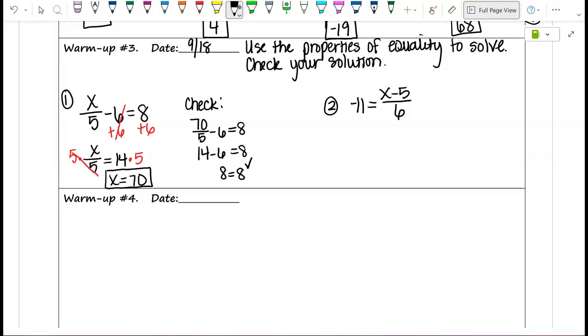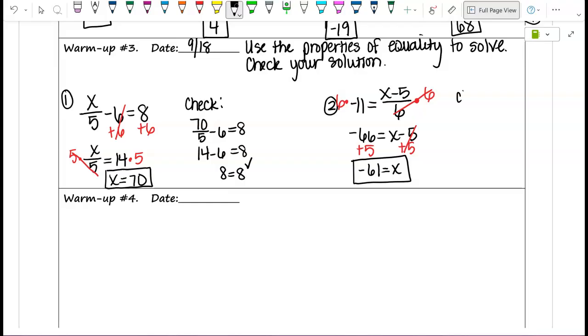In number two, we have negative 11 equals the quantity x minus 5 divided by 6. So in this case, to get to that x minus 5, I have to clear that denominator. So negative 66 equals x minus 5. Now I can add that 5 to both sides to get negative 61 equals x.